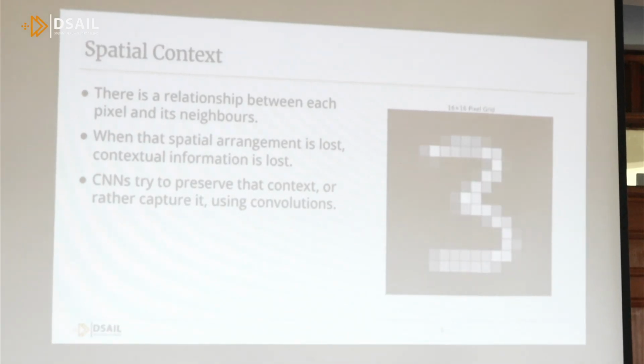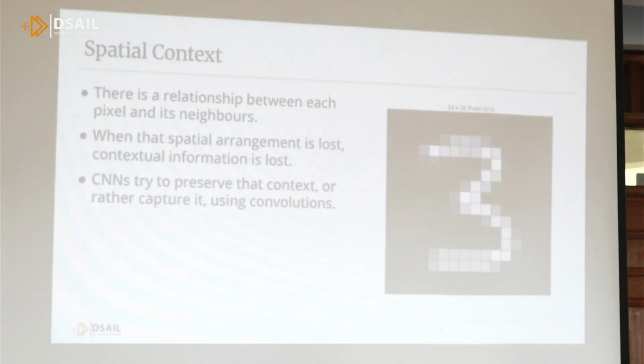So essentially, when this spatial arrangement is lost, contextual information is lost. And so you cannot tell this is a 3, this is an 8, this is a 7, and all that. And therefore, what CNNs try to do is preserve that context, or rather capture it using convolutions, as you're going to see.